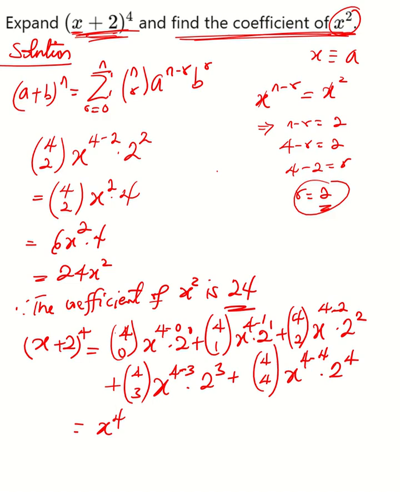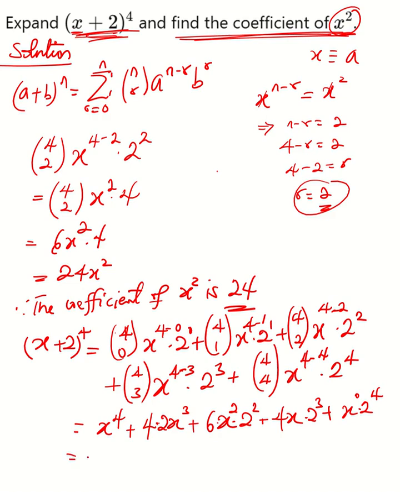4 combination 1. So 4 combination 1 will give 4, right? And then this is 4 times 2 times x raised to the power 3, because 2 raised to the power 1 is 2. So my dots here represent times. Plus 4 combination 2 is 6. We've seen that earlier. 6 times x raised to the power 2 times 2 raised to the power 2. Then plus 4 combination 3 is 4, 4x raised to the power 1 times 2 raised to the power 3. Plus 4 combination 4 is also 1. That is x raised to the power 0 times 2 raised to the power 4.